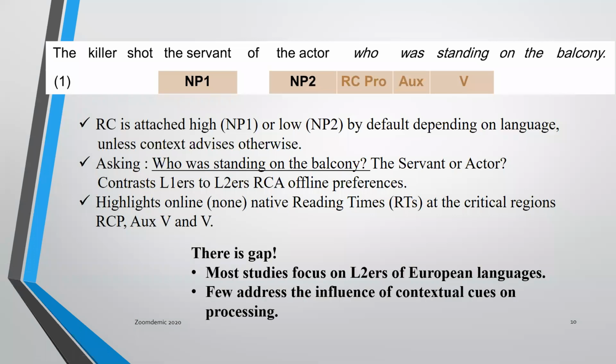So most of the research is done on European languages for obvious reasons. Mainly, this sort of research requires laboratories and huge collaboration between several researchers. And moreover, few researchers have actually addressed the influence of contextual cues on processing. Because if you add context to the sentence, you are mainly complicating the experiment. And that makes the experiment error prone.